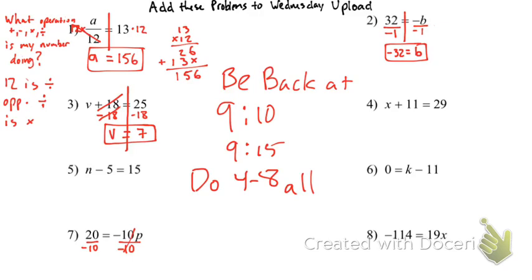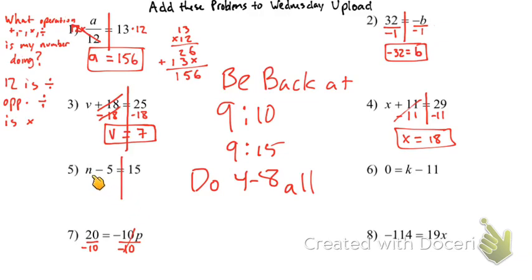If you do number 4 correctly, we're trying to get rid of the 11, which means the 11's adding, so the opposite of addition is subtraction. So x is going to equal 18. All right, number 5.